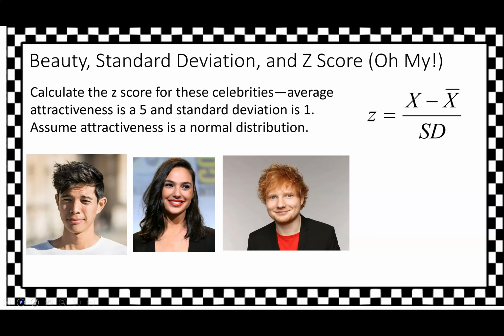Let's talk about beauty, standard deviation, and the z-score. Oh my. Let's calculate the z-scores for these celebrities. And let's say that our average attractiveness is a 5. So what does that mean? That means my X bar is 5. And the standard deviation, in this case, we'll call it SD, equals 1. Assume attractiveness is a normal distribution.